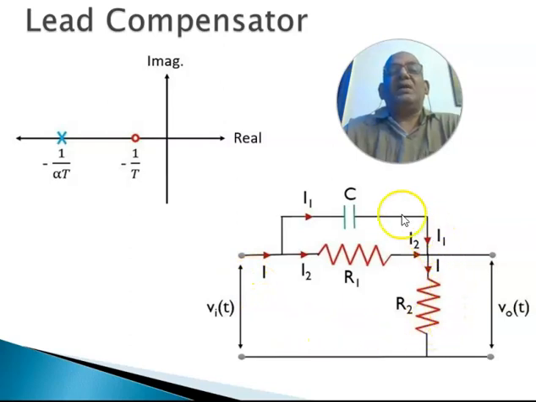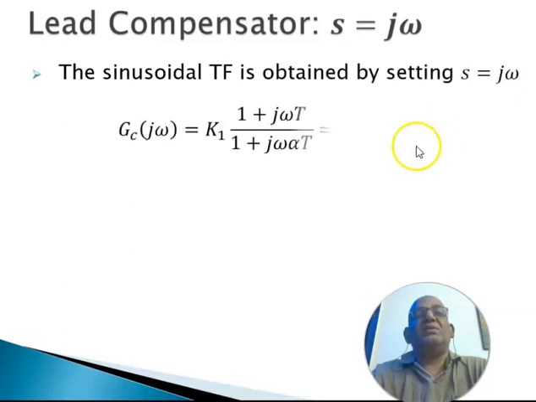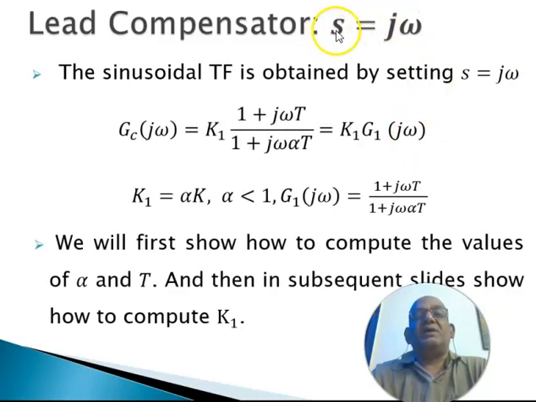lead compensator, a network something like this can be used. If you consider an input voltage and an output voltage with network components arranged as shown here, this gives a lead action. You can derive the transfer function and see how it comes about. If you want to see the sinusoidal transfer function for this lead compensator, you substitute s equal to j omega and you get something like this.